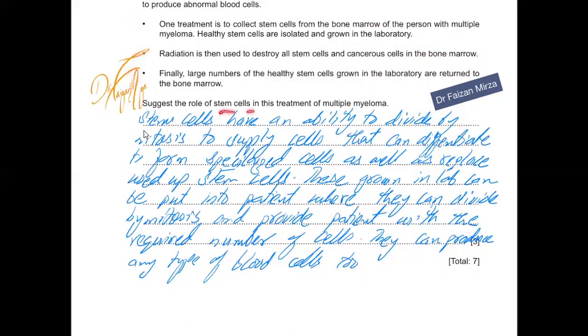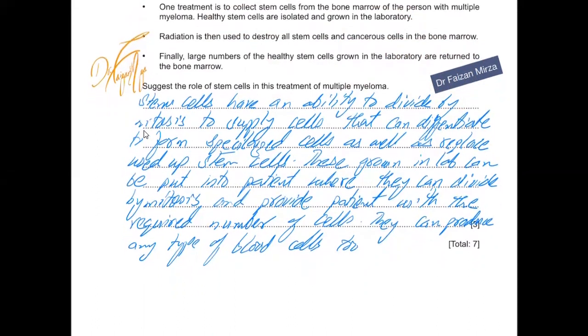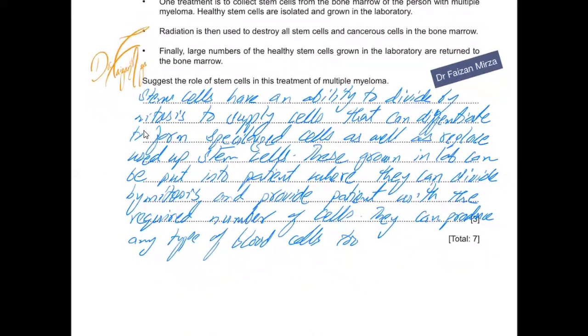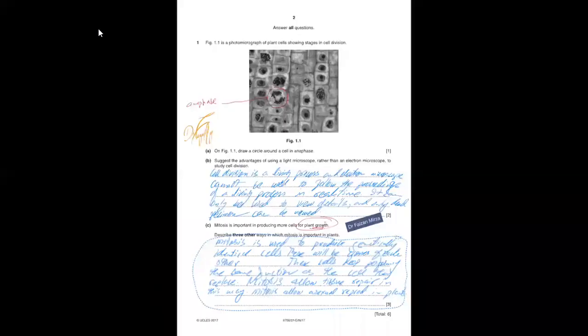Suggest the role of stem cells in the treatment of multiple myeloma. So what's happening here? Stem cells have the ability to divide by mitosis. They supply cells that can differentiate to form specialized cells, as well as replace the used stem cells. These are grown in the lab and can be put back into the patient, where they can divide by mitosis and provide the patient with the required number of cells. They can produce any type of blood cells too. So the person with multiple myeloma will be helped in this way. Let's move to another question.